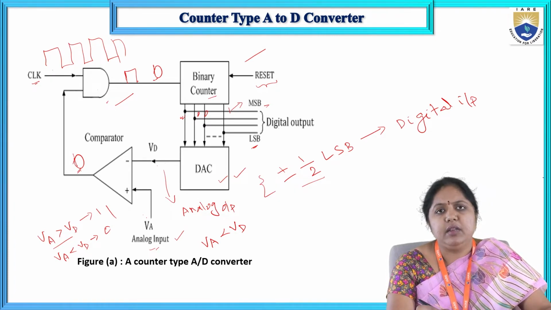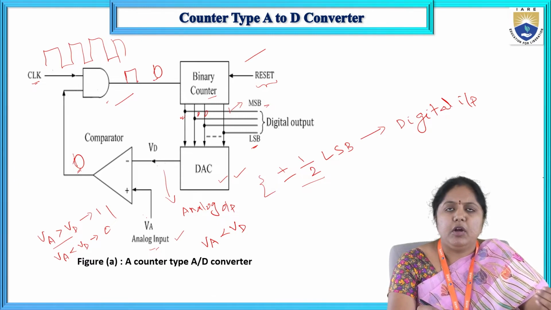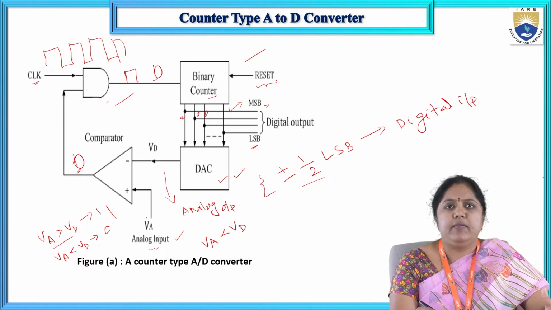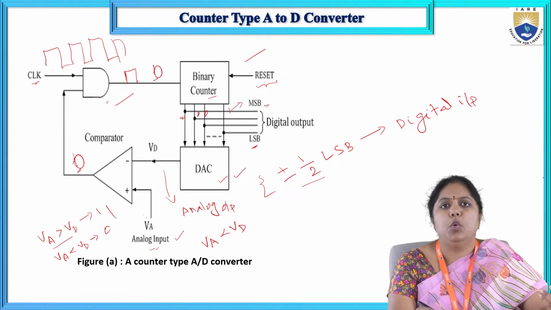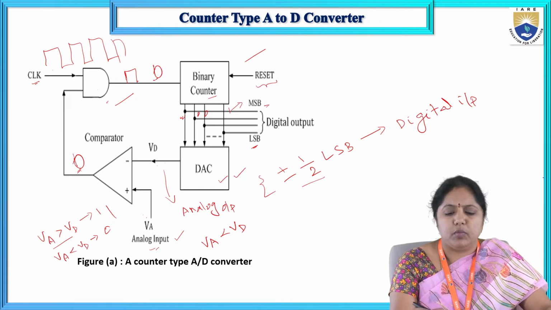If this continues, automatically the circuit will identify that the conversion process is over.